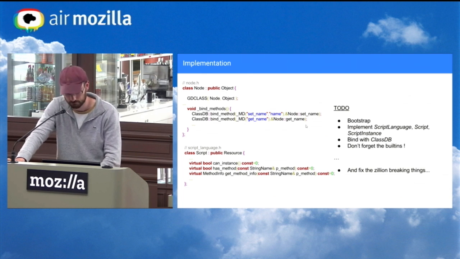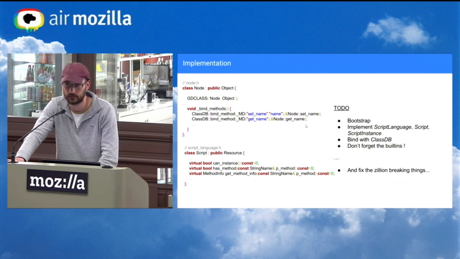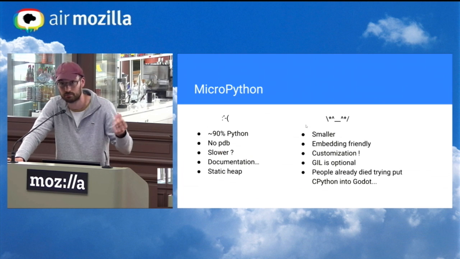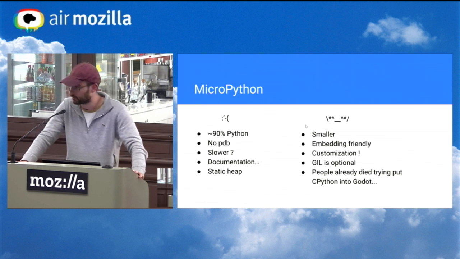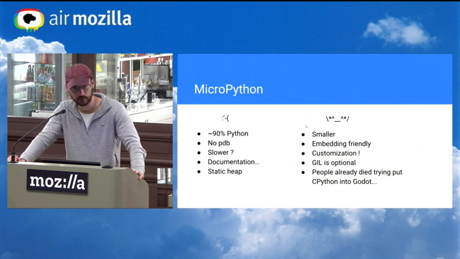Yeah, there is plenty of. I mean, it was a plan at first, in August, last August, and in fact it was a lot harder than this, but it's plenty of small little things. The first thing I tried to implement Python into Godot was to use what is called MicroPython.